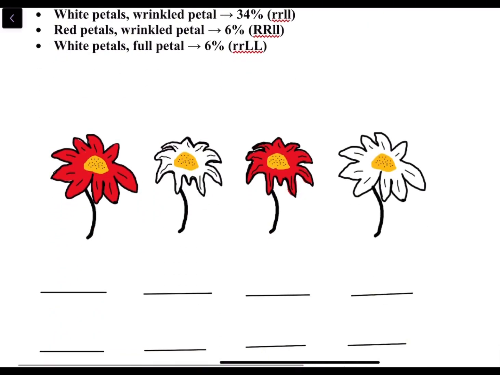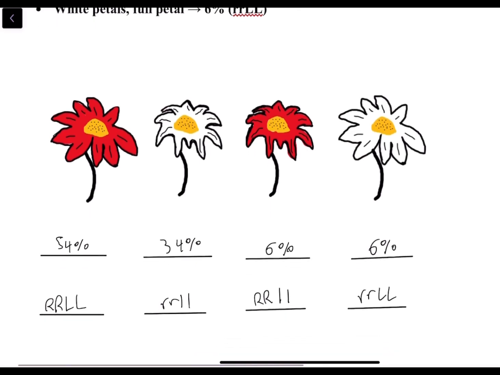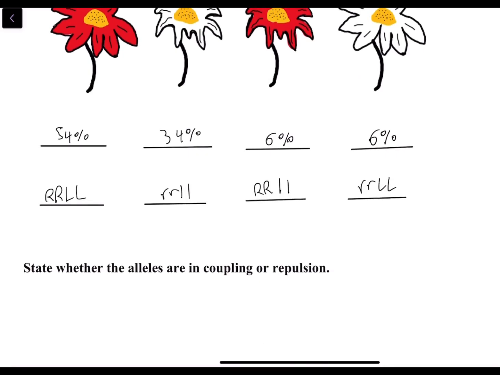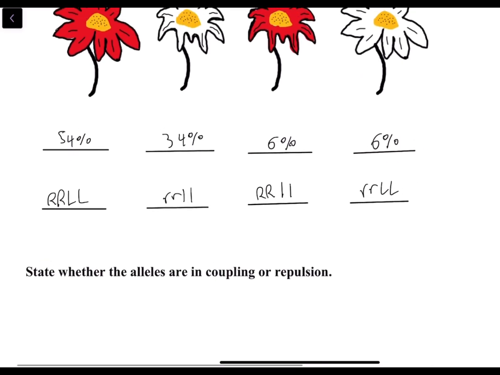We know that red petals and full petals will result in 54% of the progeny, which is big R, big L. White petals and wrinkled petals will be 34% of the progeny, little r, little l. Red petals, wrinkled petals will be 6% of the progeny, big R, little l, and white petals, full petals will be 6% of the progeny, little r, big L. Now we must state whether the alleles are in coupling or repulsion.